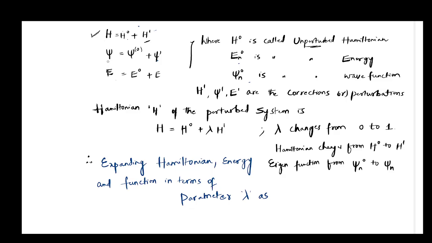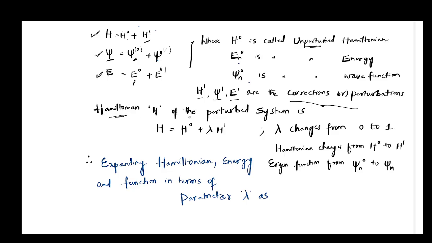In the same manner, psi is the total wave function, and psi naught is the original or unperturbed wave function, where psi is the perturbed wave function. E n is the eigen energy, E naught is the unperturbed energy, and E prime is the perturbed energy eigenvalue. So H prime, psi prime, and E prime are corrections or perturbations here.